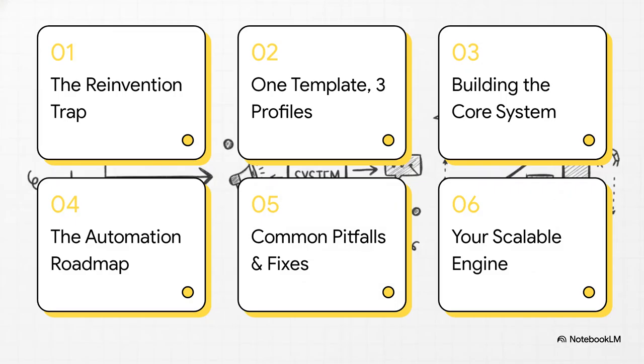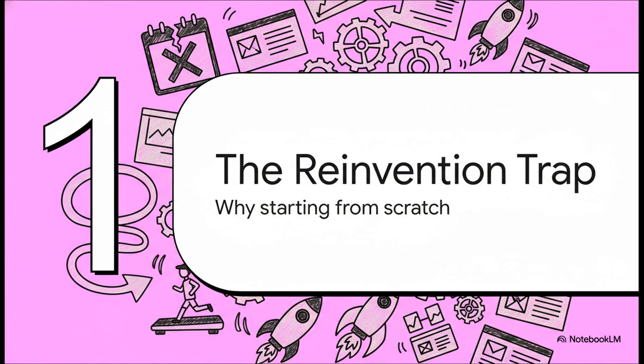So, here's our game plan. We're going to start by diagnosing a very common problem, one I like to call the reinvention trap. Then, we'll build our way out of it, designing a core system, and this is my favorite part. We're going to automate it. We'll wrap things up by looking at some common pitfalls and the core principles that'll make this system your new secret weapon for enablement.